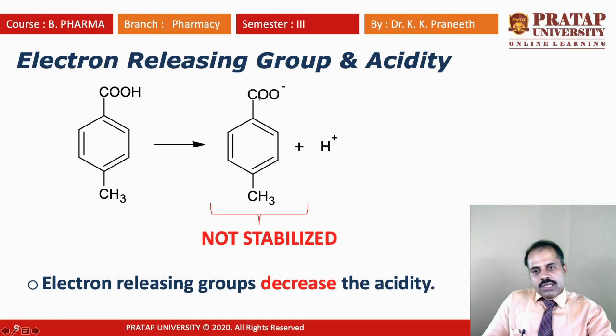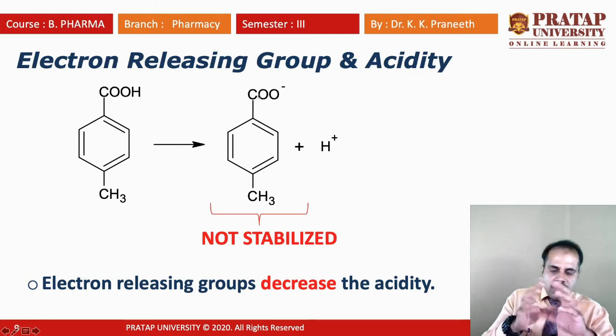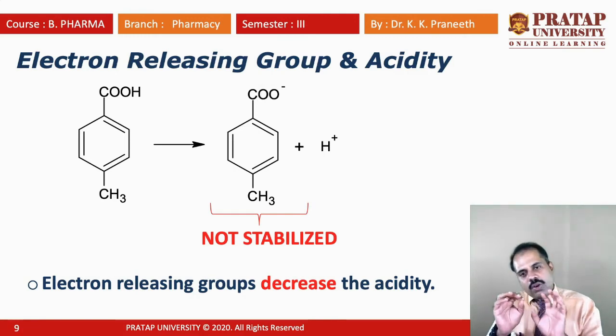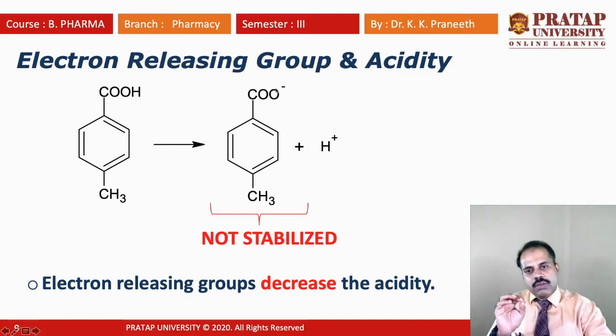This is the important concept. Because you can see here the COO minus is already having a negative charge, and we have already installed an electron releasing group, the CH3 group. This will release the electrons slightly. The electron density will be increased here, and the electron density will also be increased here. Because it already has a negative charge, and this methyl group is again pushing some electron density, it has become more negative. So it is not stabilized, right? It will not be stabilized.